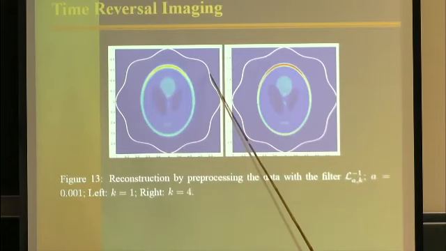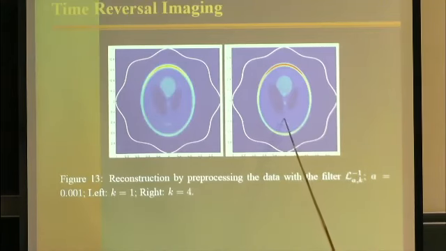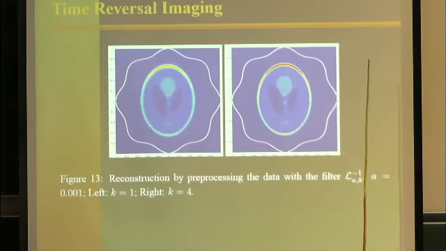The measurements are here, and then we pre-process the measurements here with a higher order filter, and then we get a very good reconstruction. If you do it with time reversal without this pre-processing, you don't get such information.